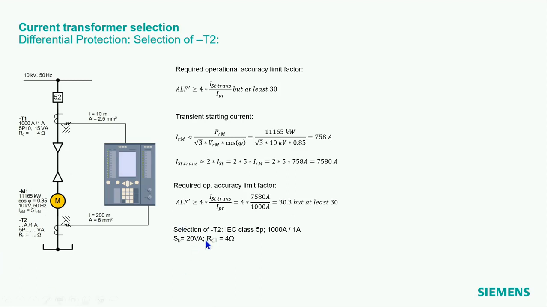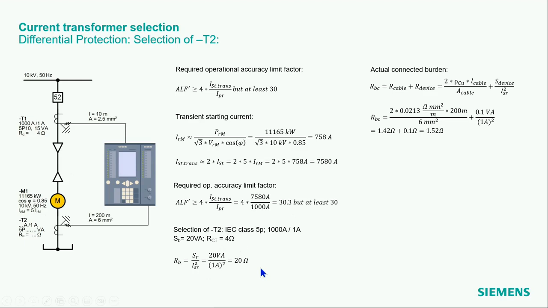So I take here 20 VA instead of 15 VA, and I have here an internal burden which comes from the manufacturer of the current transformer, or we can also measure that. Then the burden the relay can drive in ohm is 20 VA divided by 1 amp squared, so 20 ohm. And the actual connected burden, we can calculate in the same way. So I don't go through that example. You can do that if you like. And we come to 1.52 ohms. So it's basically the wiring resistance plus the relay resistance, calculated from a power backwards to a resistance.